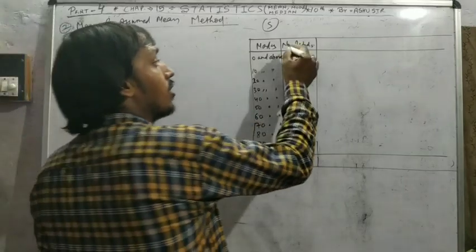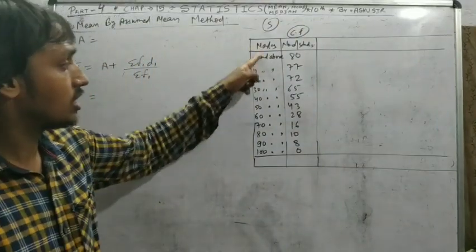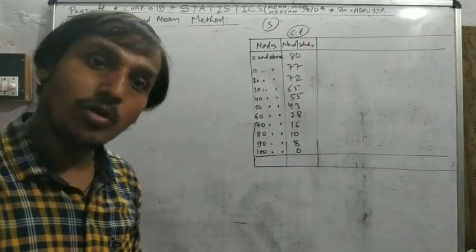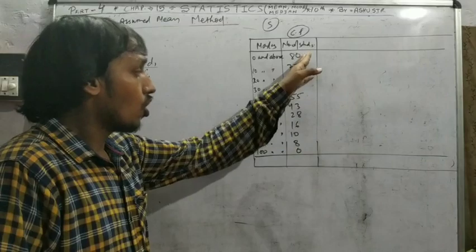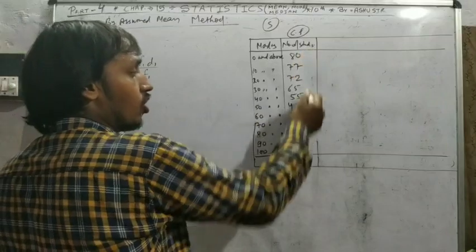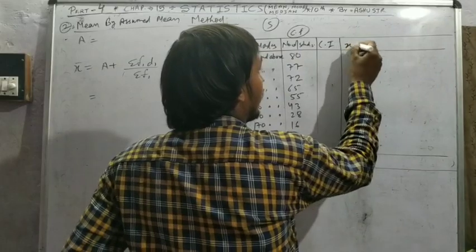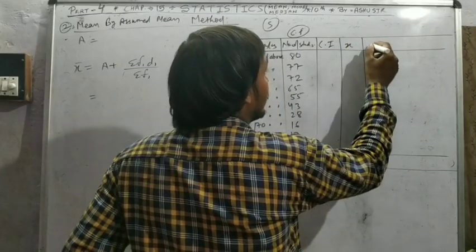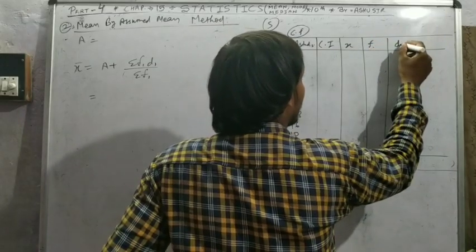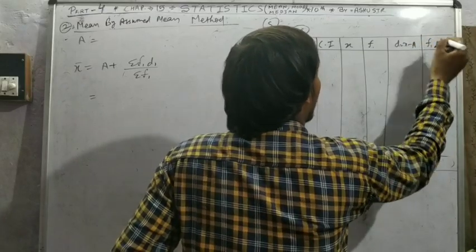F is not already given, because the number of students here is a CF. If the class interval is in more than or less than form, then it is not a frequency, it is a cumulative frequency. So we can find the frequency. It is in descending order, you can check it. Firstly you find the class interval, then find X, then find F, then find D, then find FD.